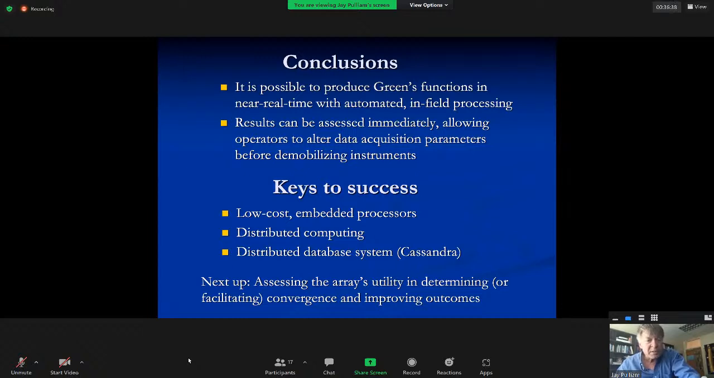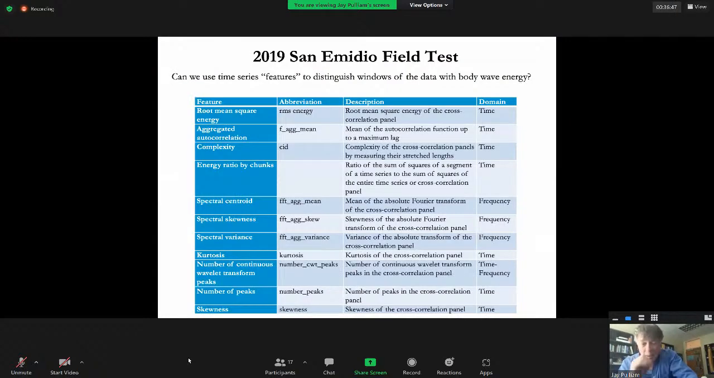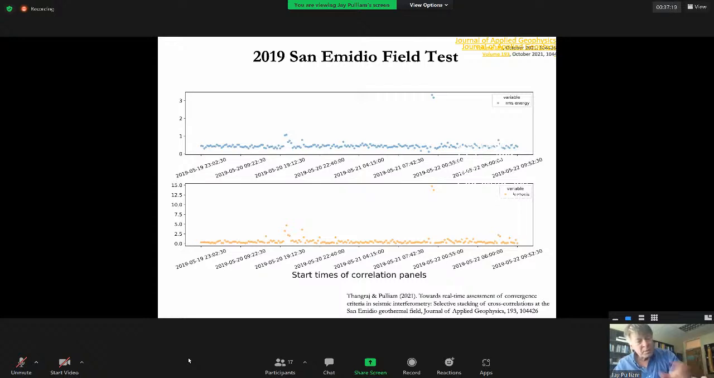Okay, so what we didn't really do is assess the array's utility for determining whether or not we've reached convergence. To do that, we tried to compute a number of different features of the time series. And again, sparing you an awful lot of details, we discovered that 2 of them do help us identify individual windows that we can then stack, for a total of about 25% of the data, and produce a better result than if we had stacked all of the data. And so the way these things are usually done is you have a time window that you have to specify.